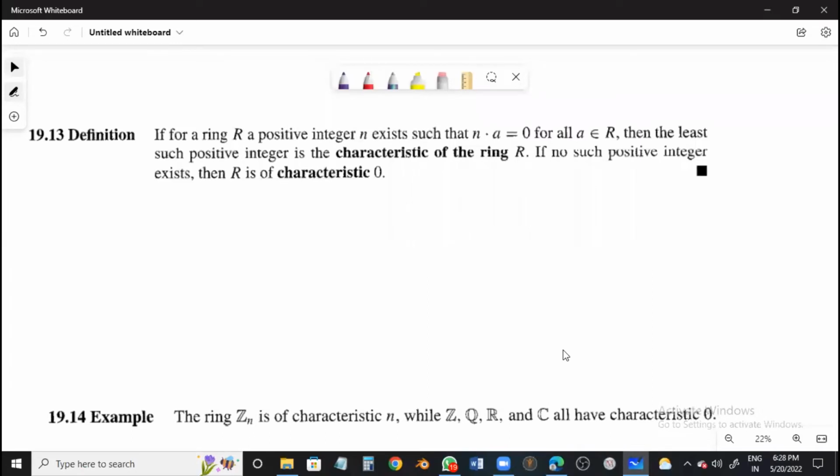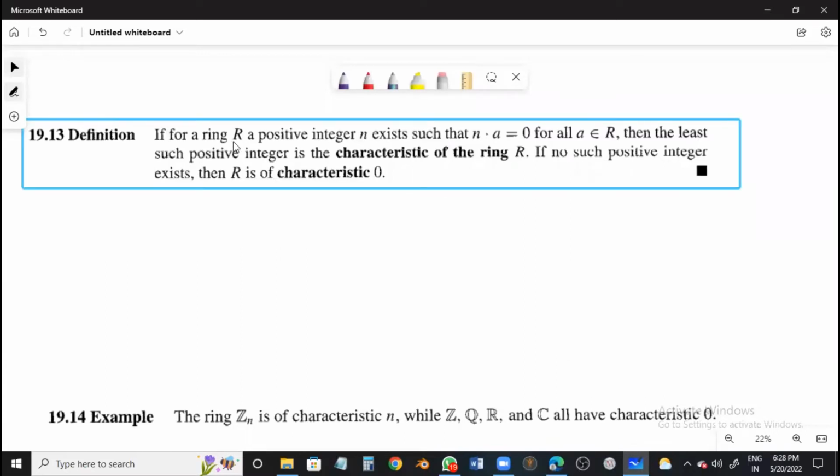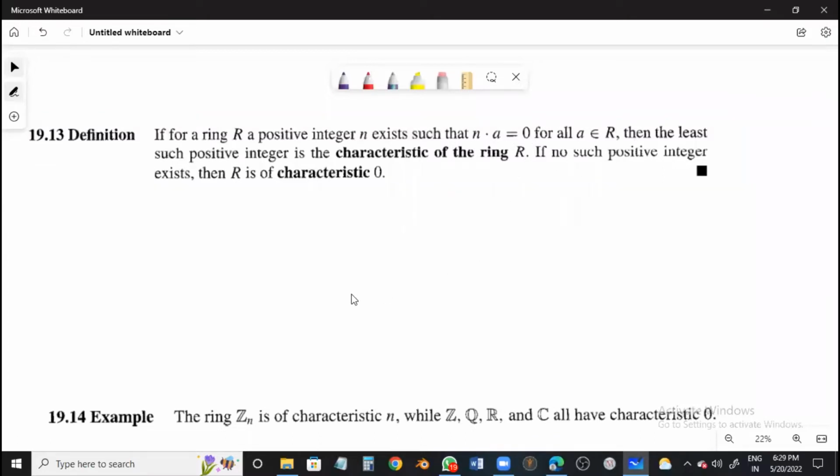Now, in addition to that, see here, what is the definition? If for a ring R, a positive integer n exists such that n into a is equal to 0 for all a belonging to the ring, positive integer meaning natural number, so if you know any natural number such that the natural number into every element of your ring becomes 0, then that positive integer is said to be the characteristic of that ring.